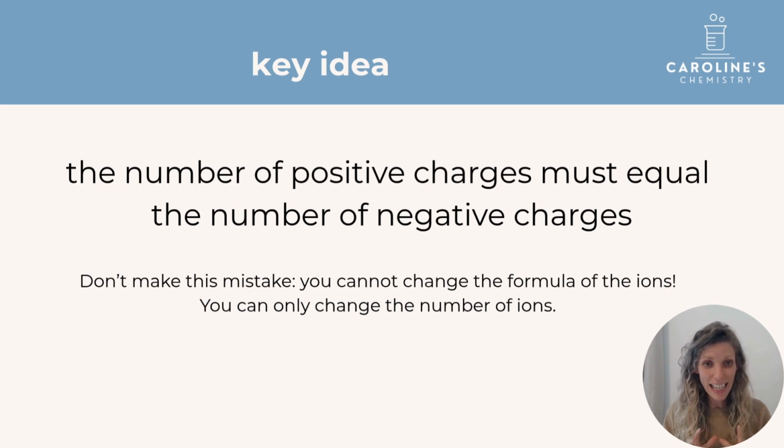Now here's the key idea. In order to write an ionic formula, the number of positive charges must equal the number of negative charges. And in order to do that, the only thing you can do is change the number of ions. You cannot change the formula of the ions themselves, meaning the hydroxide ion is always OH-. You cannot change that at all.